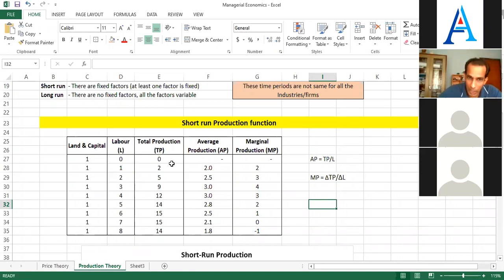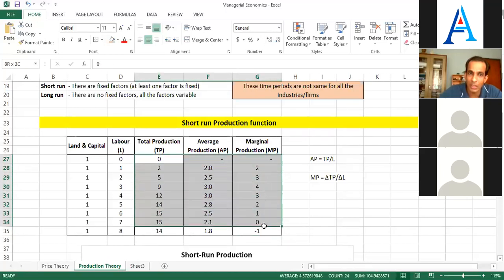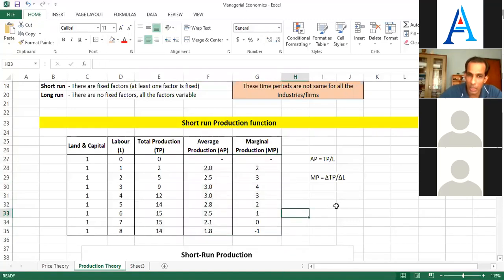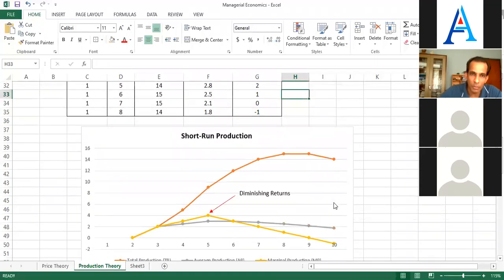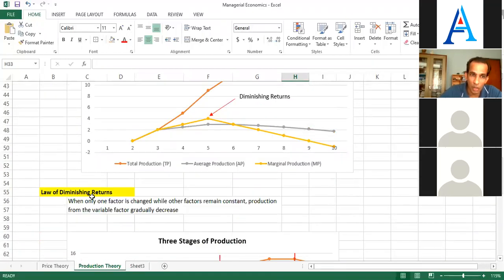Based on the total production, we discuss average production and marginal production. There also we observe average production increases up to a certain point, then starts to decrease. Marginal production also increases up to a certain point, then decreases. All three production functions increase up to a certain level, then start to decrease. We use a special term for this. That is called diminishing marginal returns, the law of diminishing returns.